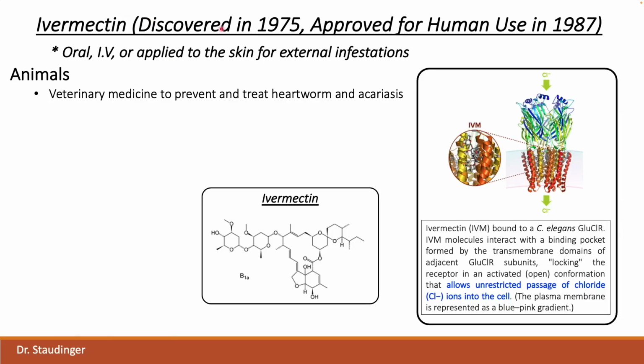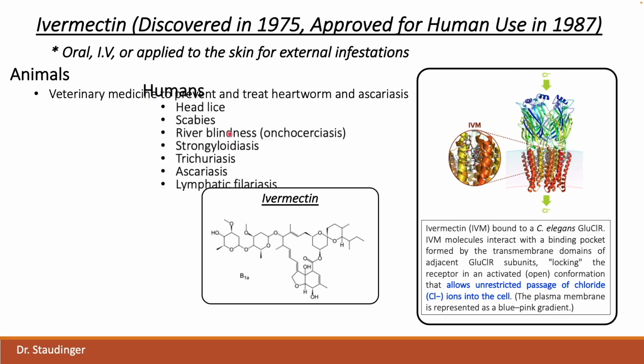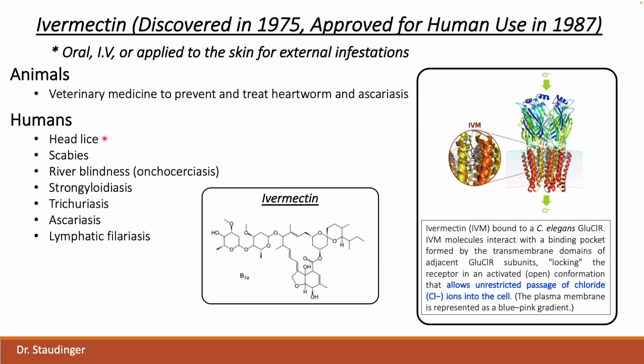Ivermectin. Discovered in 1975, its use was restricted generally to farm animals, with approval for human use in 1987. Ivermectin can be taken orally or intravenously or even applied to the skin for external infestation. Originally, this drug was used in veterinary medicine to prevent and treat heartworm and ascariasis. In humans, this drug is now being used to treat the indications shown here.